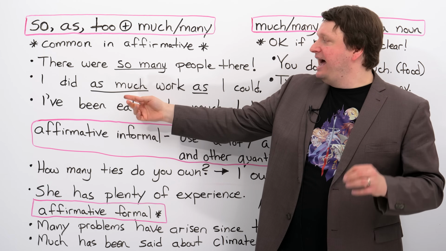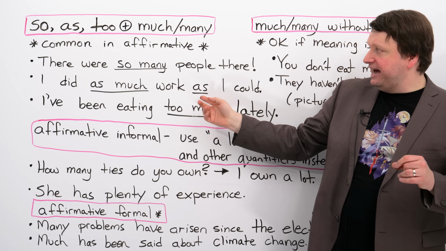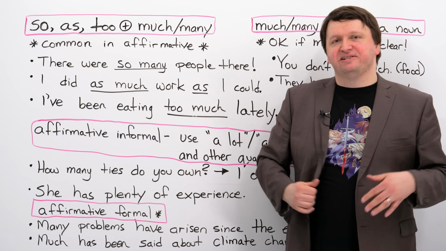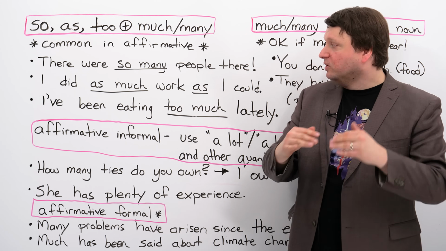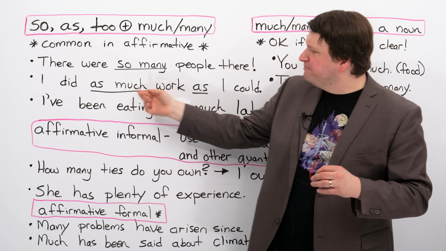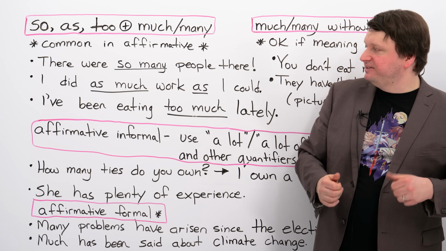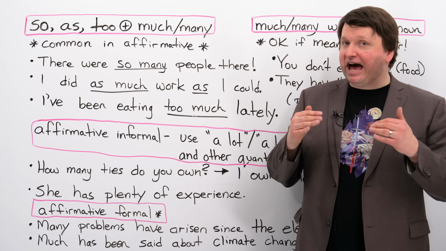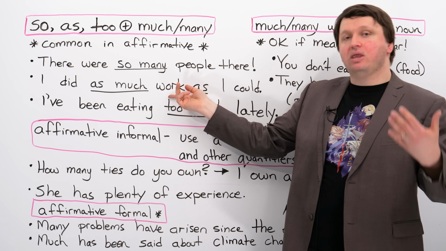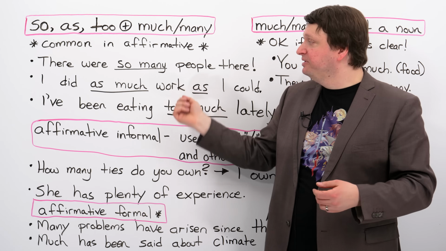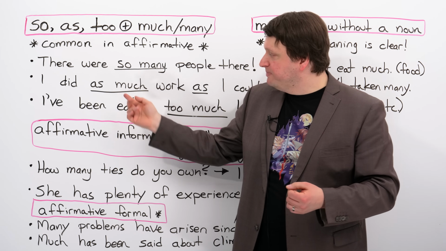I did as much work as I could. So this is a comparative where something is equal, or as much as I could. I did a lot of work, as much work as I could. So work is non-count, uncountable. So you use much.